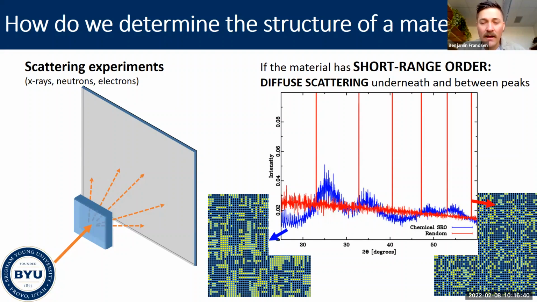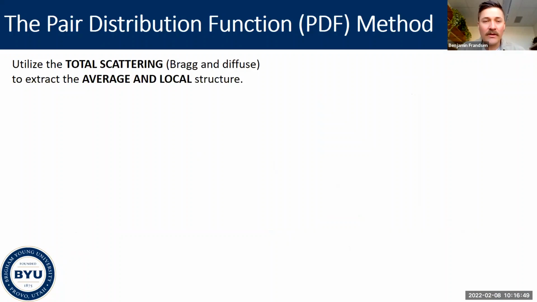But it's the diffuse scattering that contains that crucial information about the short range, the local structure. So how can we make use of this diffuse scattering to learn about those short range local structural correlations? One way to do that is with the PDF method, the pair distribution function method. And the basic idea is we use our total scattering pattern.